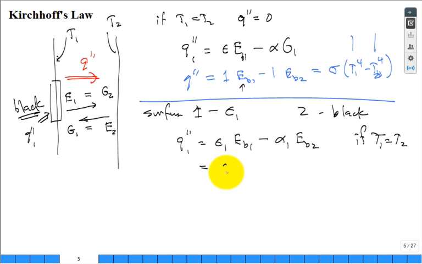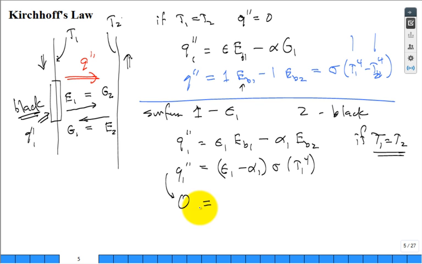then we conclude epsilon 1 minus alpha 1 times sigma T1 to the fourth, or T2 to the fourth. It doesn't matter. T1 is equal to T2. Okay, Q1 double prime. If these two temperatures are the same, Q double prime is 0. It has to stay 0. This can't be 0. The only thing in the equation that can make this equation work is that epsilon 1 must be equal to alpha 1. That's the logic in the derivation of Kirchhoff's law.